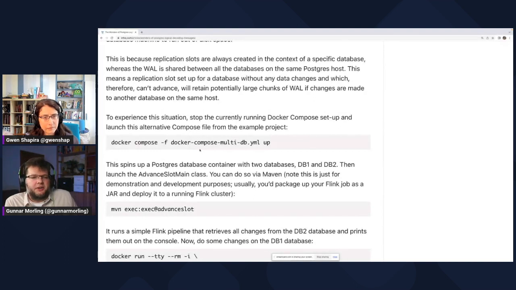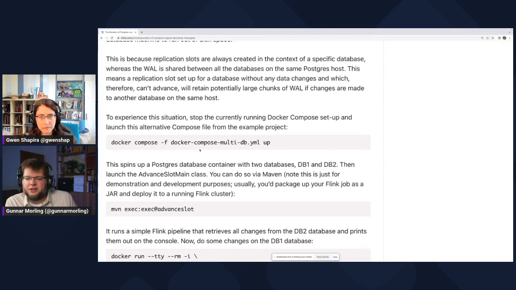The problem there is the WAL, the write-ahead log, the transaction log, is shared across all those logical databases. There's one transaction log for the entire database host. But then those replication slots, which we saw before, which is where Debezium or any connector goes and retrieves changes from, happen in the context of one logical database. So you have one global shared transaction log, but replication slots are specific to the databases.